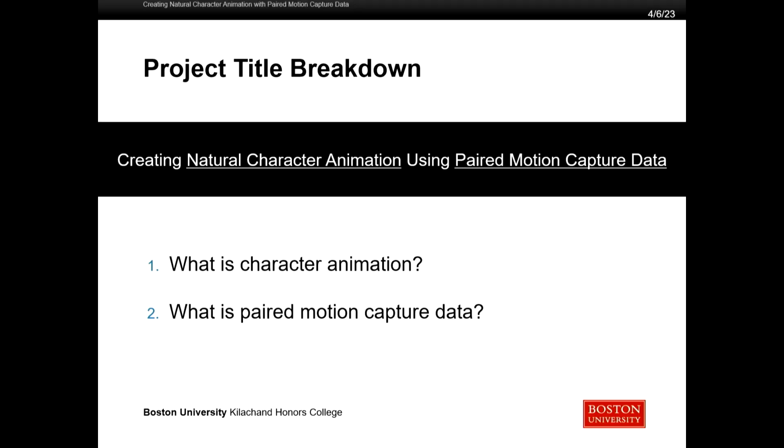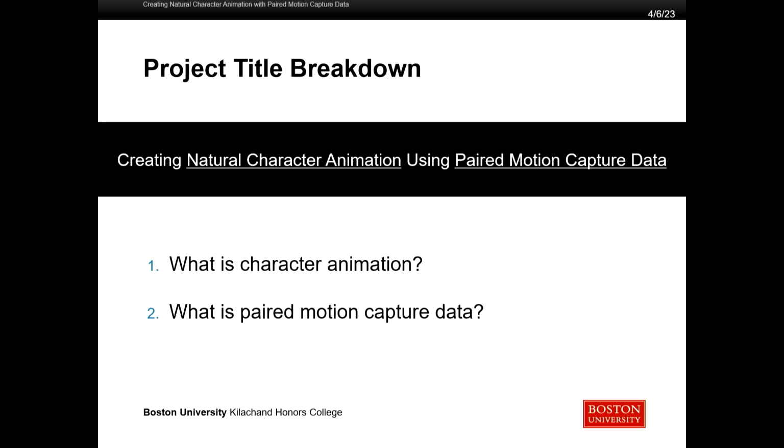I'm going to be talking about my project, which is entitled Creating Natural Character Animation Using Paired Motion Capture Data. And I know that's a mouthful, so I'm going to break it down for you. There are two components to this. The first one being, what is character animation? And I'll tackle that question in my next slide.